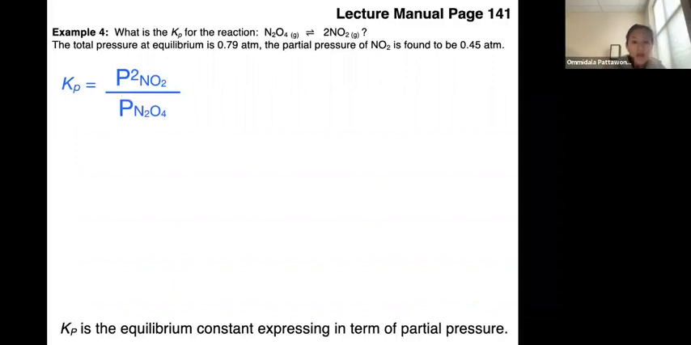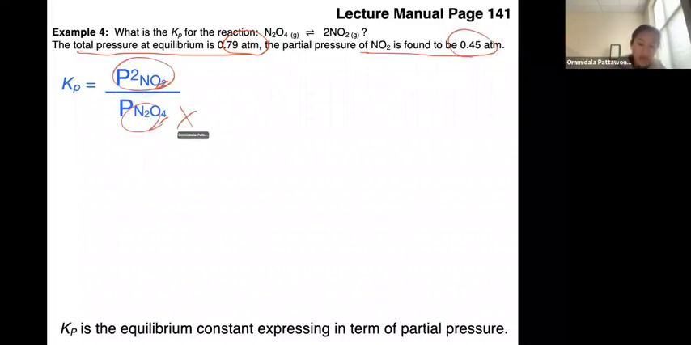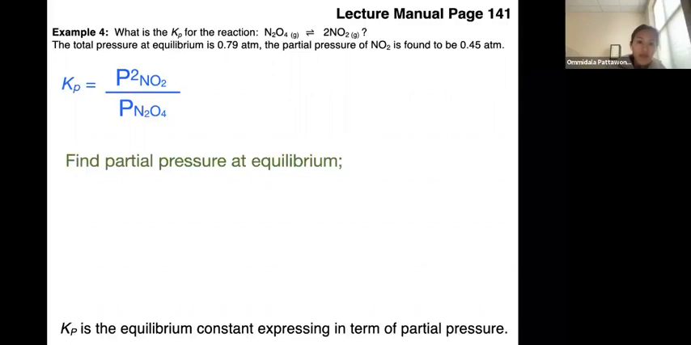Now, in order to calculate this, we would need to find out the partial pressure of each of these species. The problem gives us the total pressure. It also gives us the partial pressure of the product, so that's what we know. That means we know this, but we don't know this yet, so we cannot plug it into the expression of Kp yet. We need to first find out the partial pressure of each species at equilibrium.